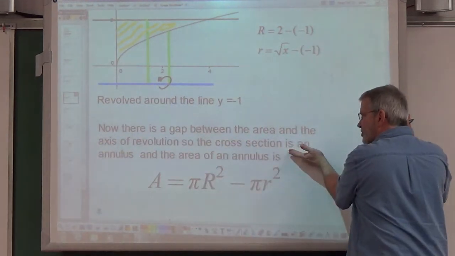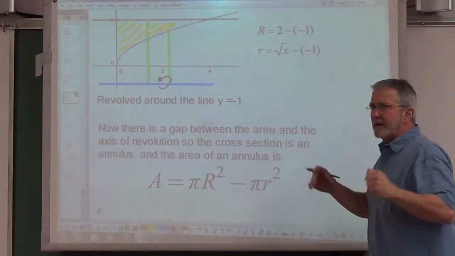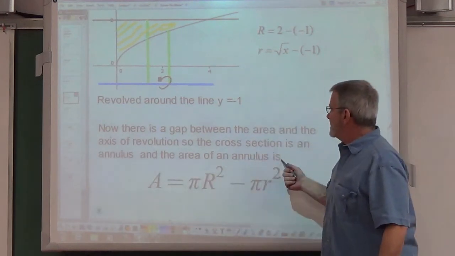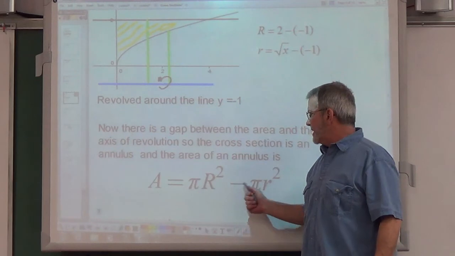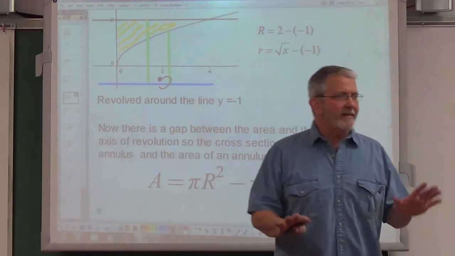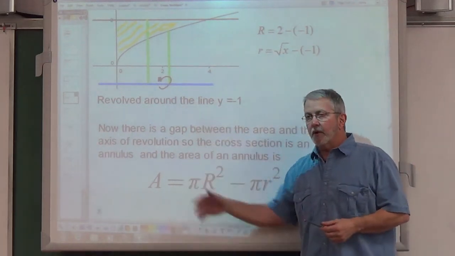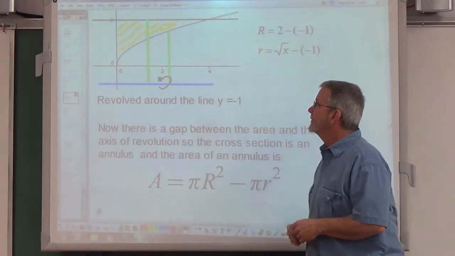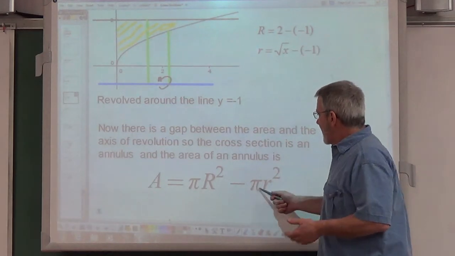So the cross-section is an annulus, the area bounded by 2 concentric circles. And the area of an annulus is pi big R squared minus pi little r squared. Keep in mind, take a deep breath, this is a review. We've done this before, if I'm not mistaken. I have another Uncle Lee video about volumes of revolution. Here there's a gap: pi big R squared minus pi little r squared.